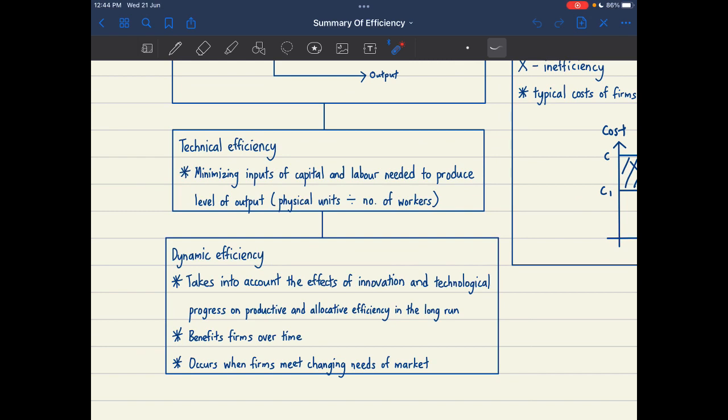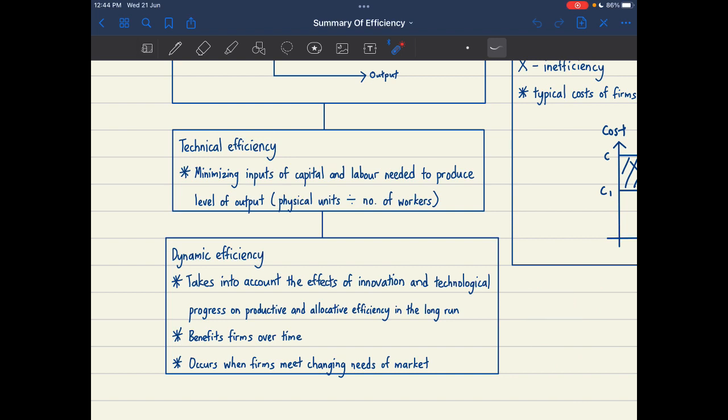Technical efficiency is basically when we try to minimize our inputs of capital and labor. So let's say I were to produce 500 units of milk. I'll probably need, let's say, 10 machines and 10 workers. Now I'm able to minimize my capital and labor to only 5 machines and 5 workers to produce the same 500 units of milk. Probably the reason the 10 machines and 10 workers are only able to produce up to 500 units of milk is because of redundancy.